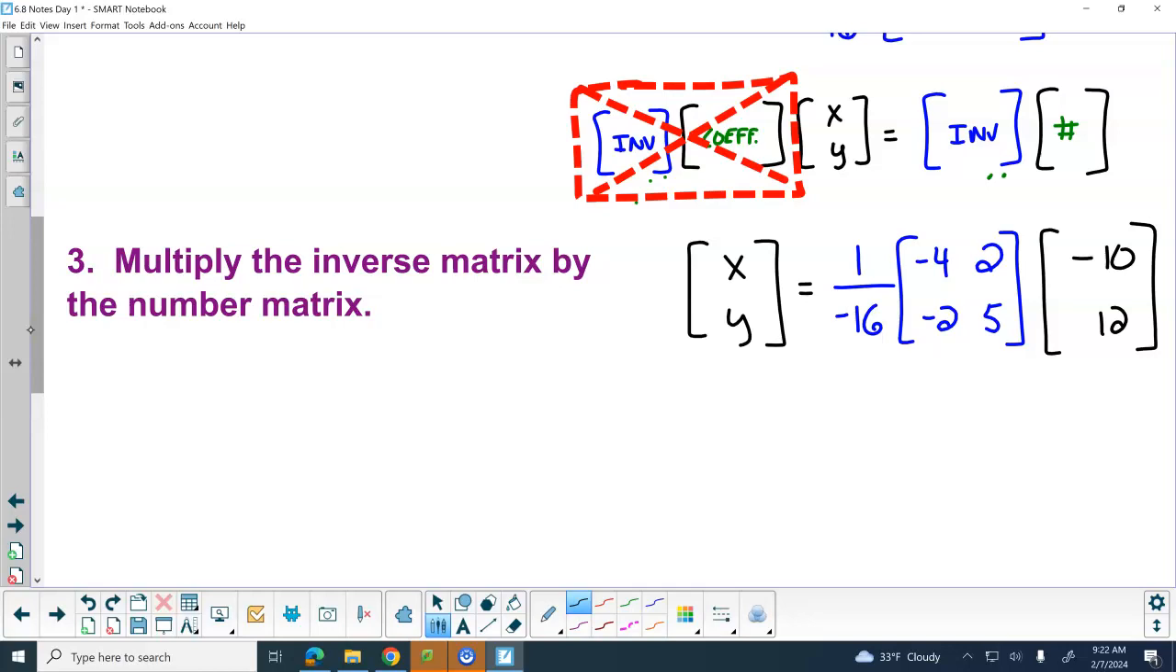Can I multiply those two matrices? Yeah. Dimensions match up? Yeah. 2 by 2 and 2 by 1. So my result is going to be a yes. What's the size of the result? 2 by 1, right? Okay. So now what I'm going to tell you is keep that fraction out in front. Don't worry about that fraction until the end. So this is going to be a 2 by 1 matrix.